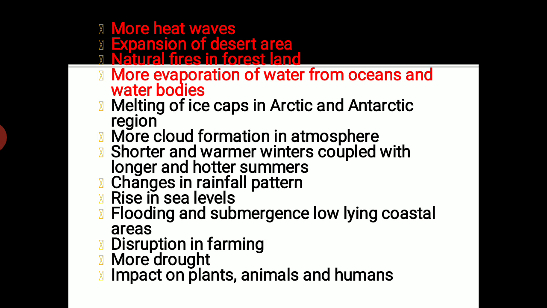There is rise in the sea level, as I explained you earlier also. Flooding and submergence of the low lying coastal areas. That means more amount of water will lead to floods. It will submerge the coastal area, and then the water gets spilled on the land area. Again the farming may get disrupted on the coastal areas, right?